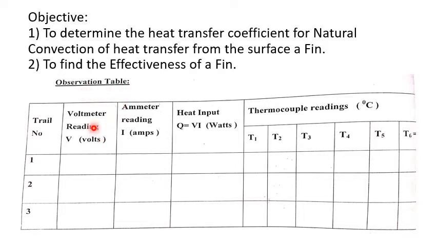We will note down the readings of the voltmeter and the ammeter, and the heat input, that is Q equal to V into I in watts. We will also note down the temperatures T1, T2, T3, T4, T5, which read the temperatures of the circumferential fin at different lengths, where T6 is equal to TA, the chamber temperature. Now we will conduct the experiment.